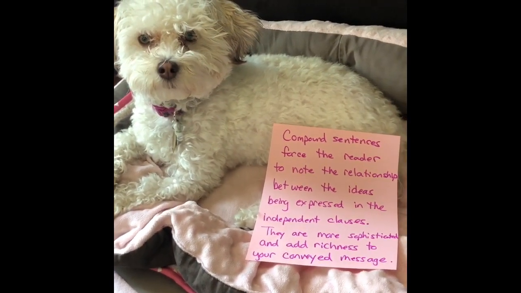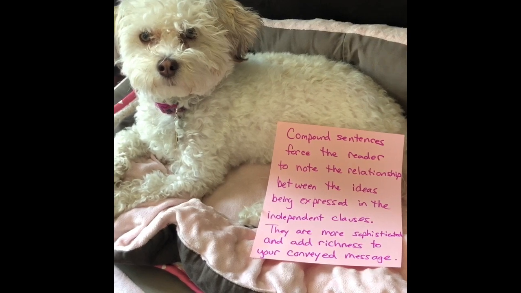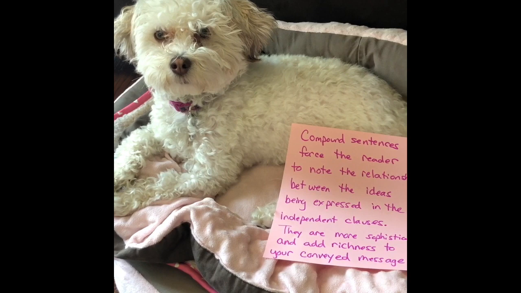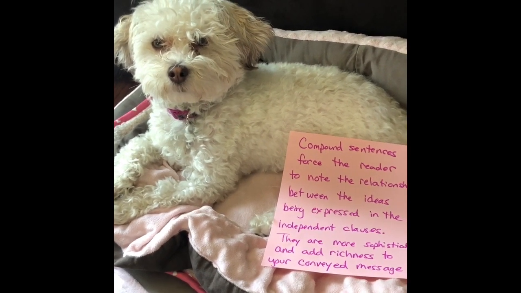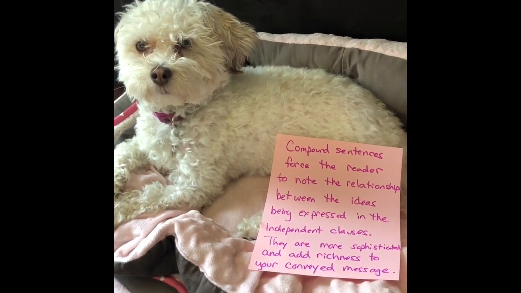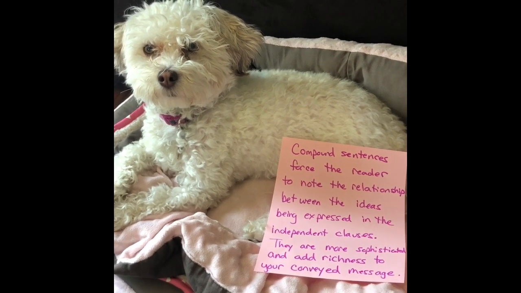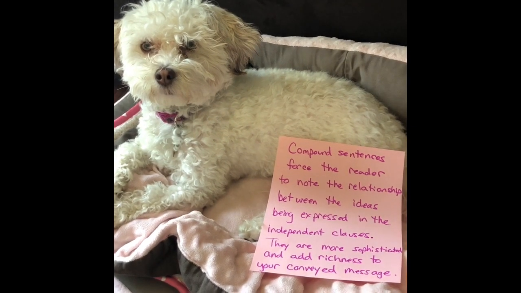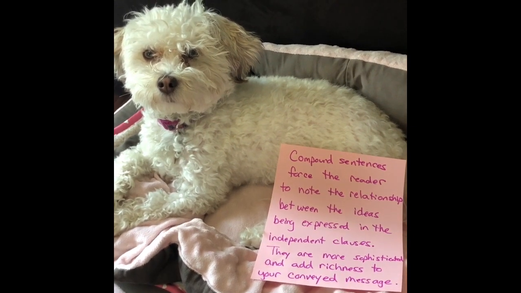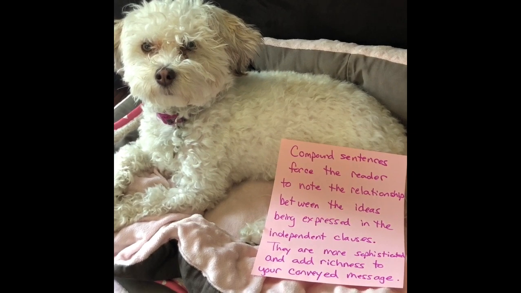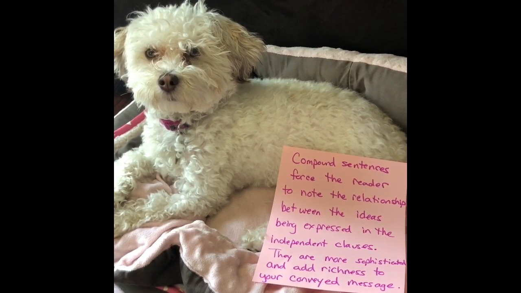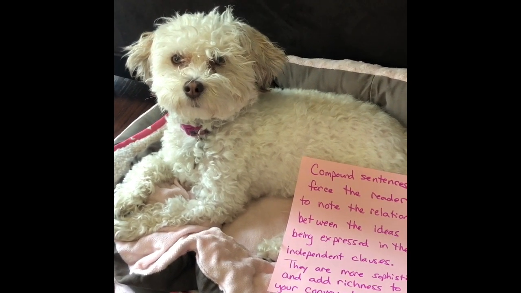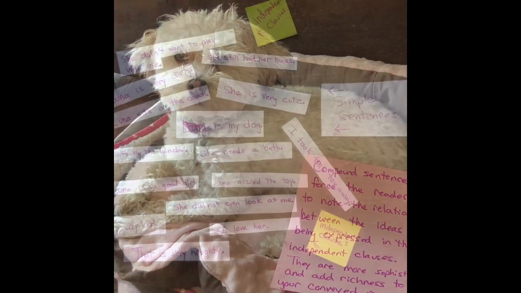Today I'm going to teach you guys about compound sentences. A compound sentence is when you are combining two independent clauses. Compound sentences are what we use in our writing to force our reader to note the relationship between ideas being expressed in the independent clauses. They're much more sophisticated and they add a richness to your writing to convey your message. Luna is our spokesperson for the day, and I appreciate her help.